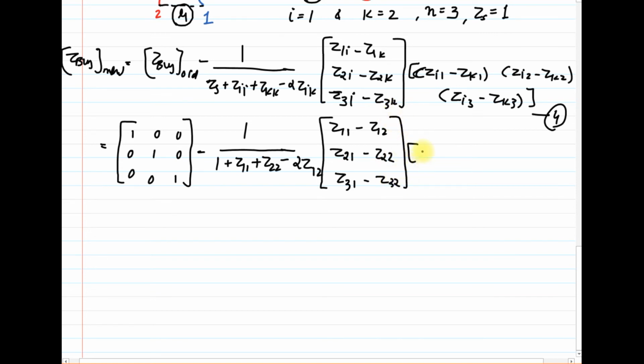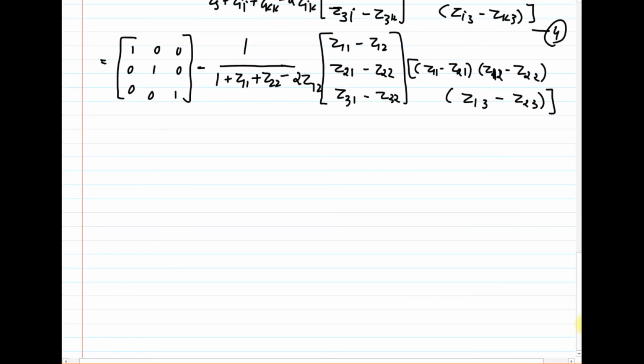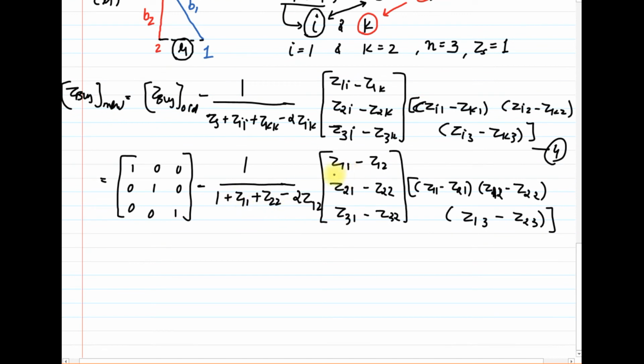Same way the transpose, which is Z11 minus Z21, Z12 minus Z22, and the last element, which is Z13, which is previously Z31, minus Z32 to Z23. Clear? So just substitute the value of each and every element from the previous matrix.